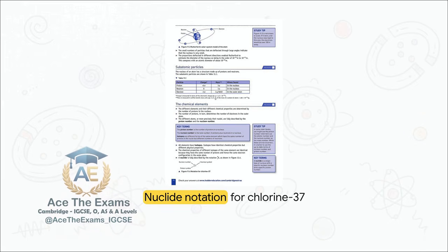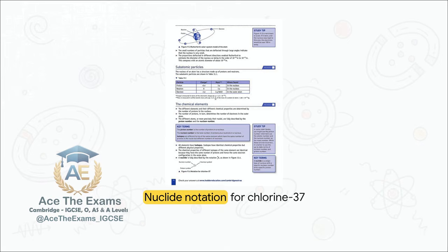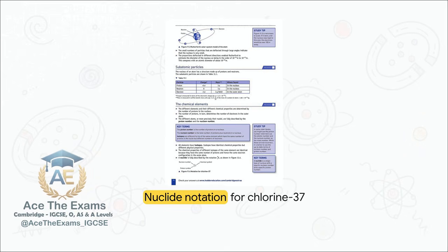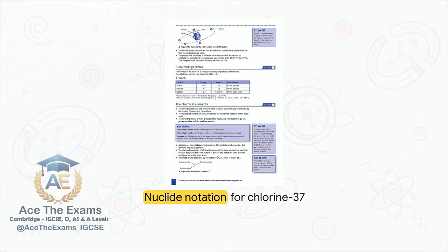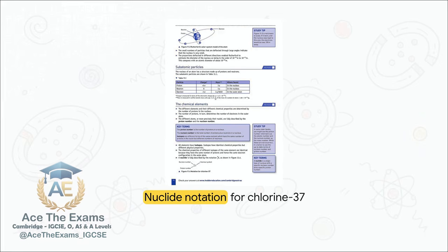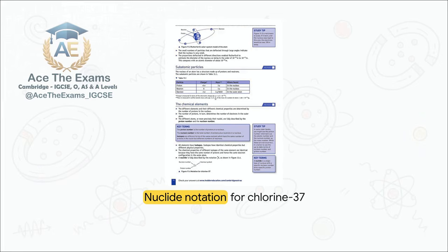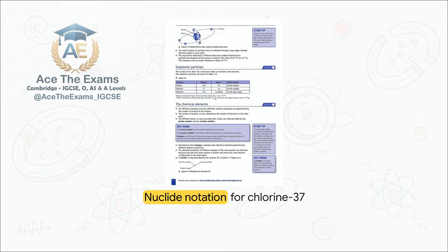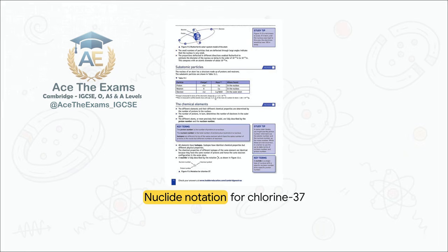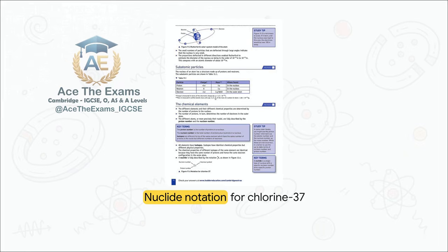So the crucial point here is understanding what isotopes are. Isotopes are just different forms of the same element. They have the exact identical number of protons, which means they have identical chemical properties, but they have different numbers of neutrons. For example, to find the number of neutrons in this specific chlorine-37 isotope, you just do a bit of simple math. Subtract the bottom proton number from the top nucleon number. 37 minus 17 gives us exactly 20 neutrons.